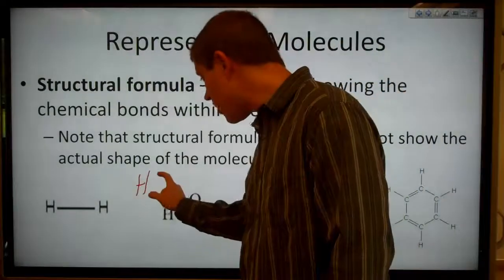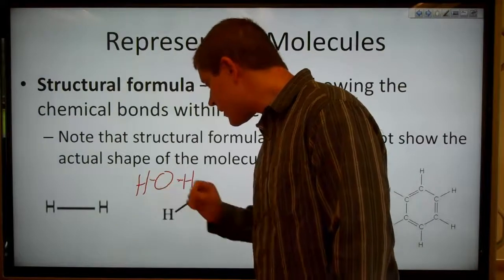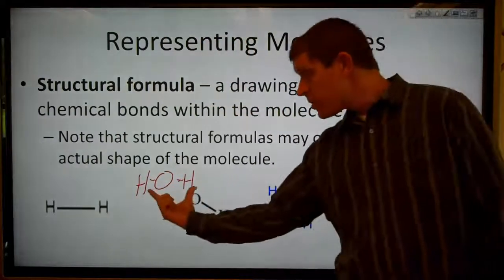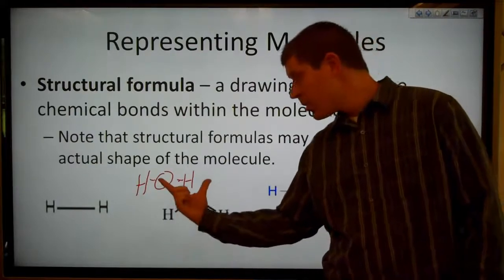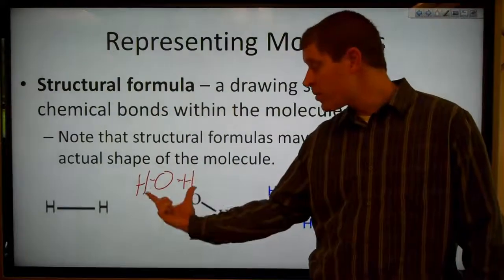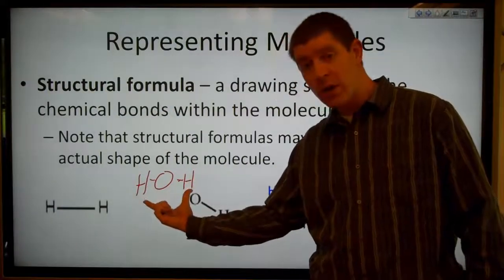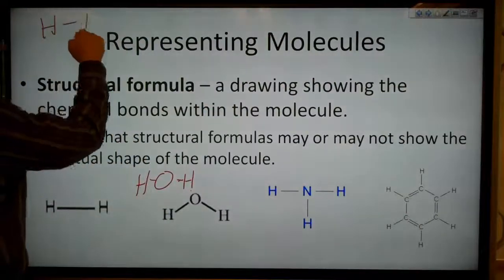We could represent water like this, but note that this is not bent, whereas that one is. Water actually is a bent molecule, but this is a perfectly okay structural formula. Note that this structural formula is vastly different from a different structural formula that's, let's say, like this.